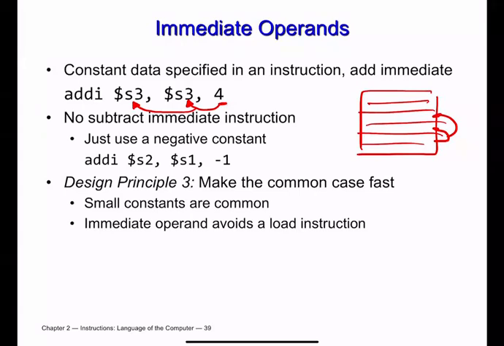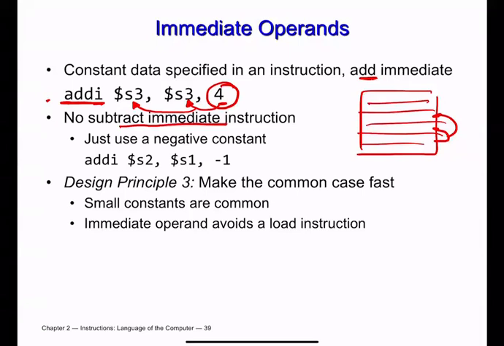The issue appears when I have a constant. So instead of a register here, I have a certain constant, which is 4, for example. In this case, I can't use just the add. I have to use add immediate, addi. We will understand later on in detail how this is different from just the add, but just take it for now. Interestingly, MIPS does not support a subtract immediate instruction by default.